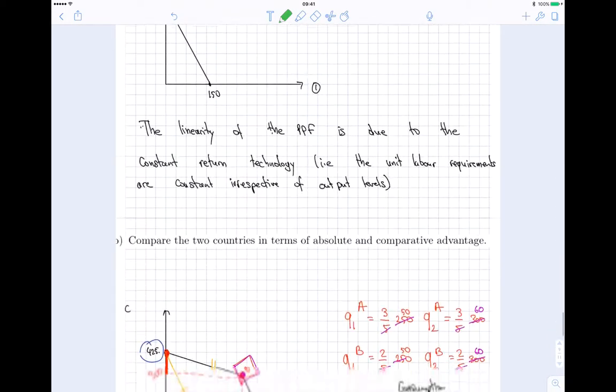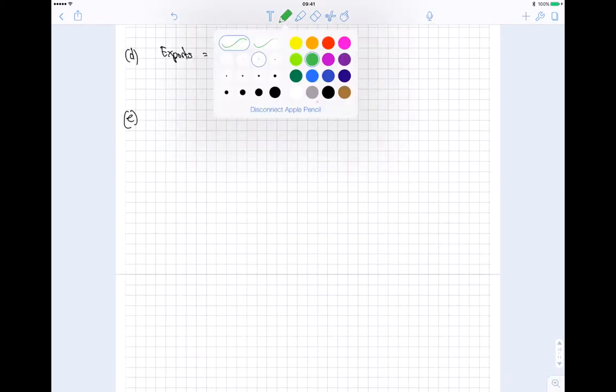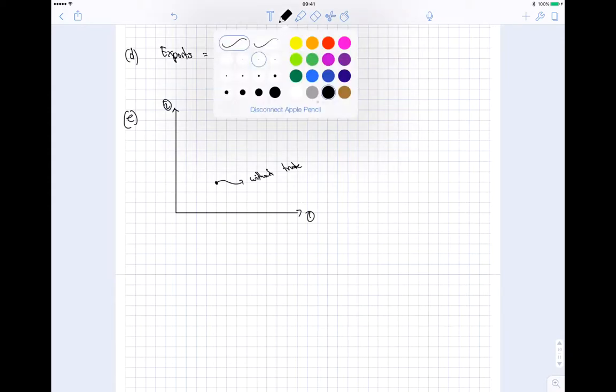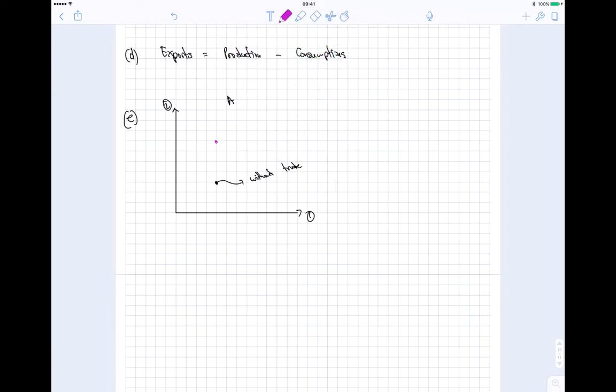So basically, the thing to realize there is this. What we have is effectively a comparison. Without trade, we're at some point here. Think of this as without trade for country A. Okay, so this is good 1. This is good 2 for country A. With trade, I'm here.